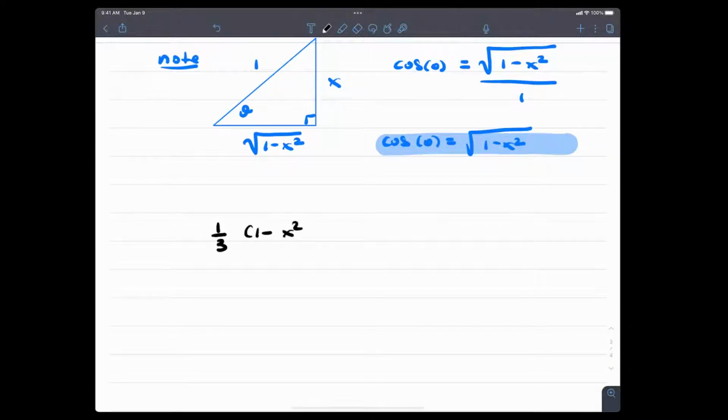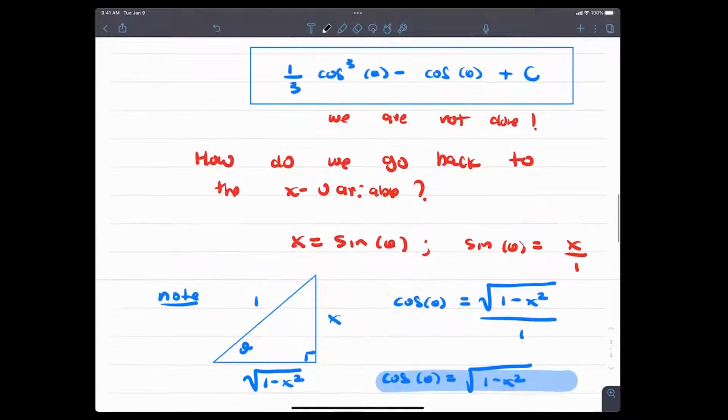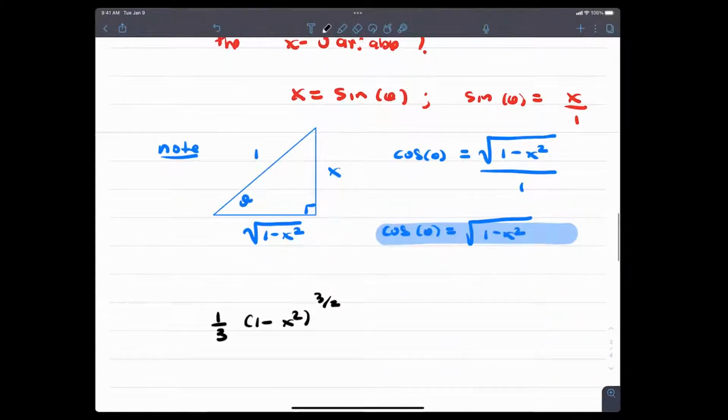1 minus x squared to the what? 3/2 maybe? You guys okay with that one? Because that's cosine cube minus 1 minus x squared to the 1/2. You guys see where I'm going with this?